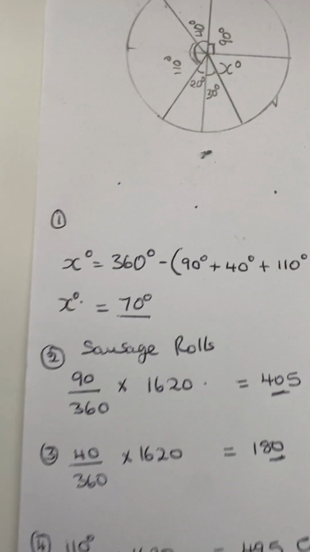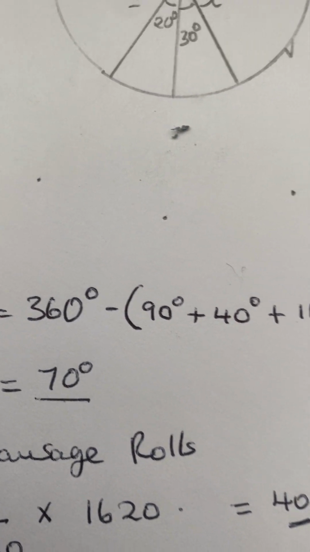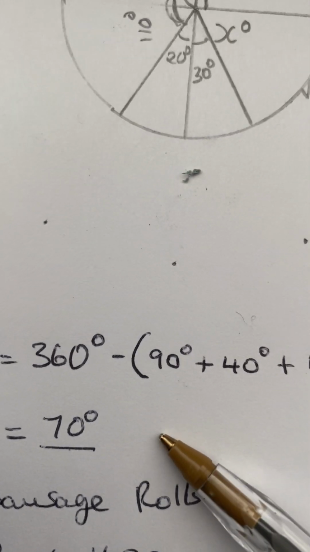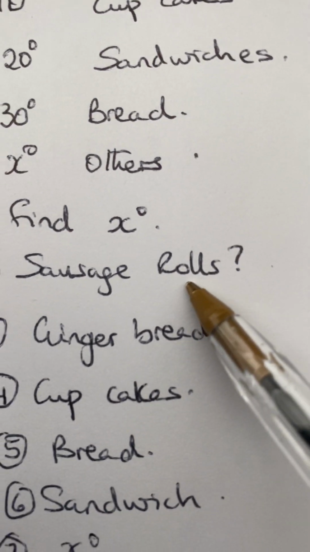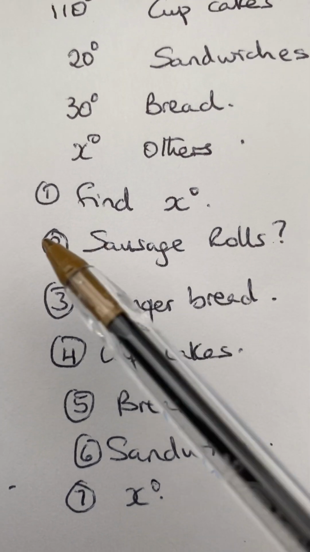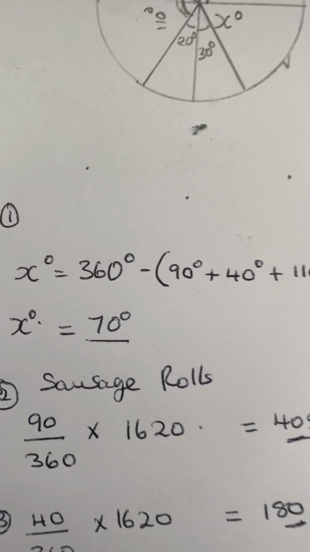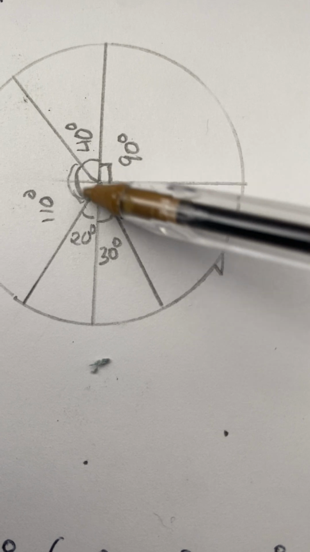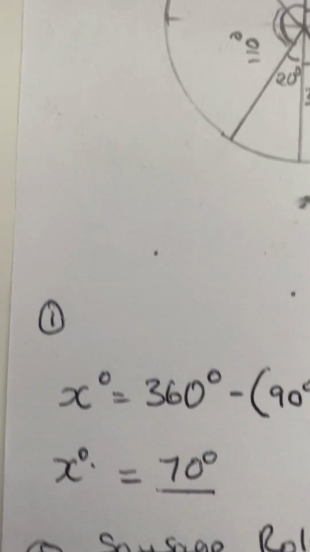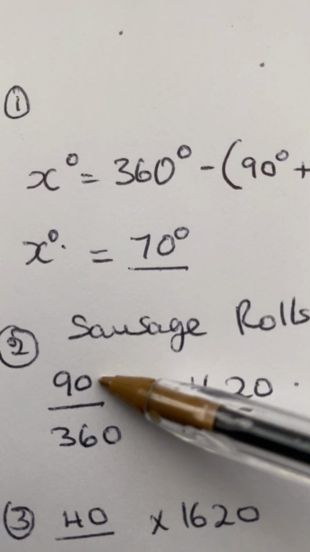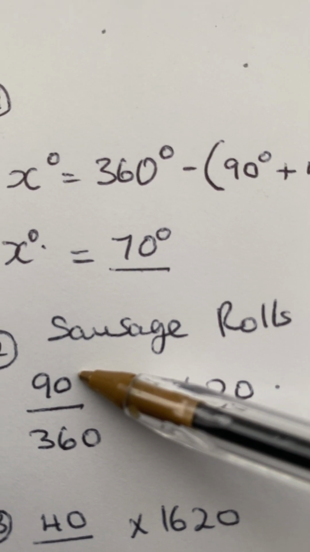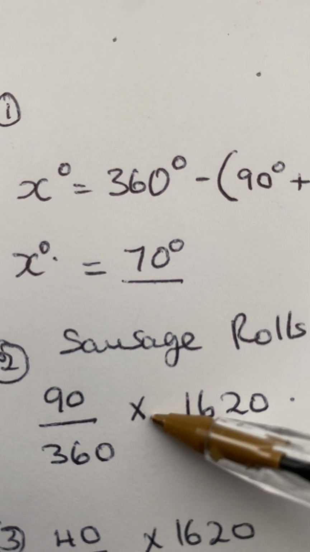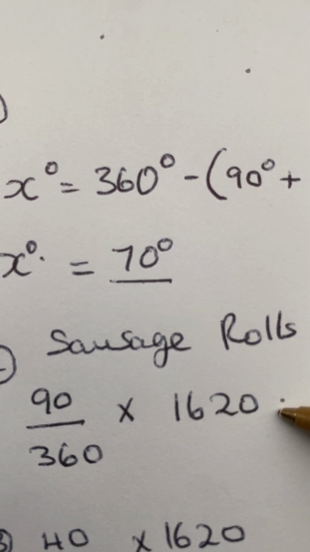Now the question says we should find the amount of sausage rolls baked. So after finding x, we are going to find the amount of sausage rolls. That is the first one. So we know that the whole circle is 360 and 90 degrees represents sausage rolls. So it's 90 over 360 times 1620.